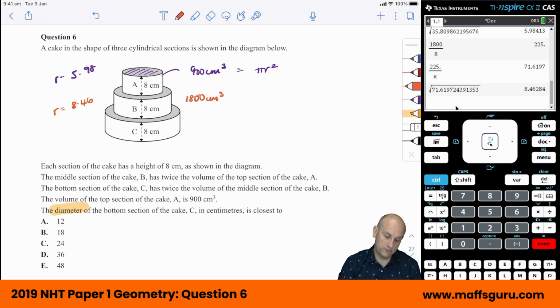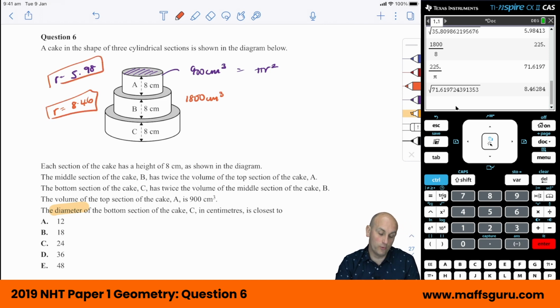Did I need to do this? Probably not, to be brutally honest with you, because this intermediate section was of no use to me at all. So actually, I didn't need to do any of this, thinking about the question. What I really needed to do was the same idea, but I didn't need to work out this radius. Not reading the question, I thought they were asking me about ratios. They're actually not.